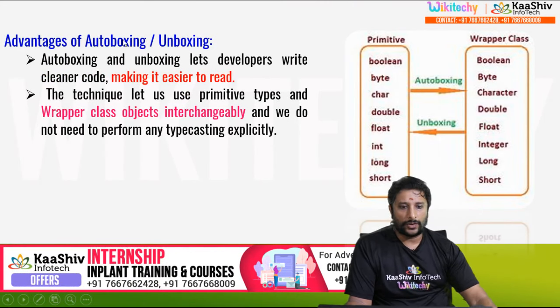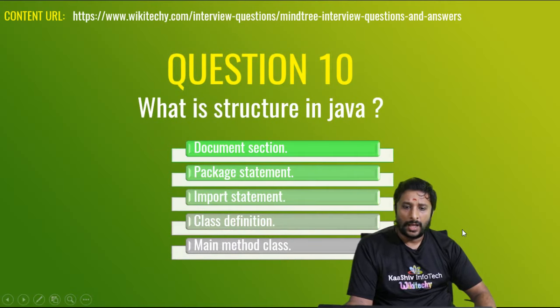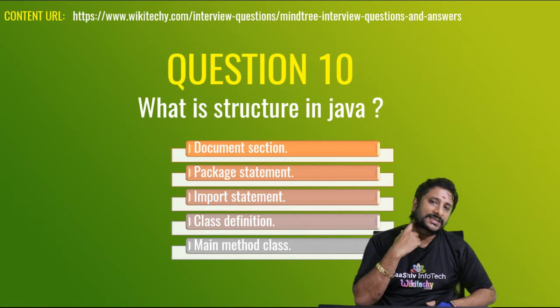Now here is the advantage of autoboxing and unboxing. It lets the developer write cleaner code, making it easier to read. And the technique lets you make primitive types and wrapper class objects interchangeable. So here's the picture. Now let's talk about what is the structure of a Java program.